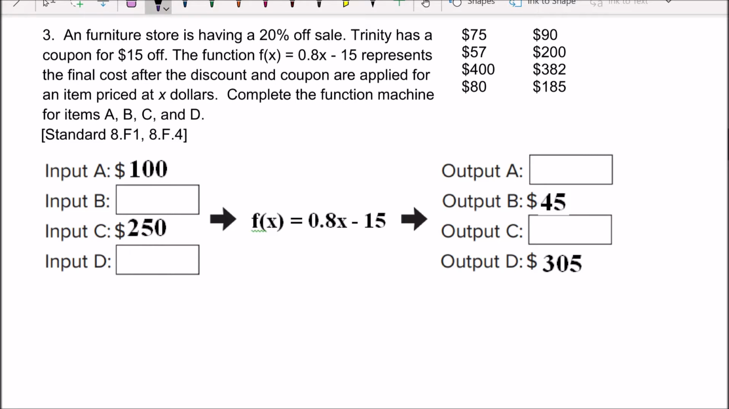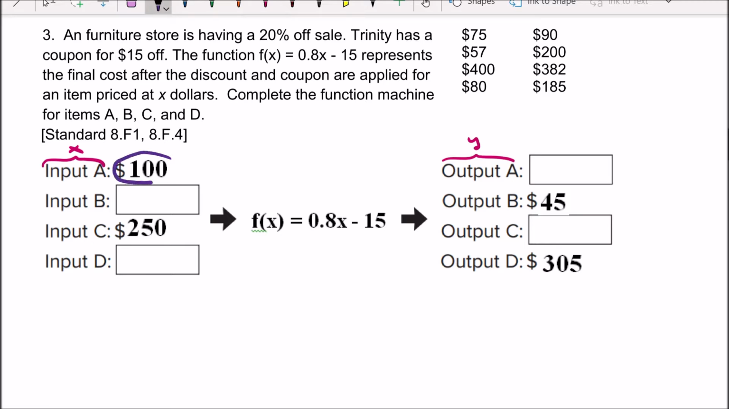If you look at the picture down below, you will see column A is the input for A, B, C, and D. On the right side is another column for the output, and the function is right in the middle. To solve this problem, you need to know the following: input is the x value, and output is the y value. Okay. The first one, input A.